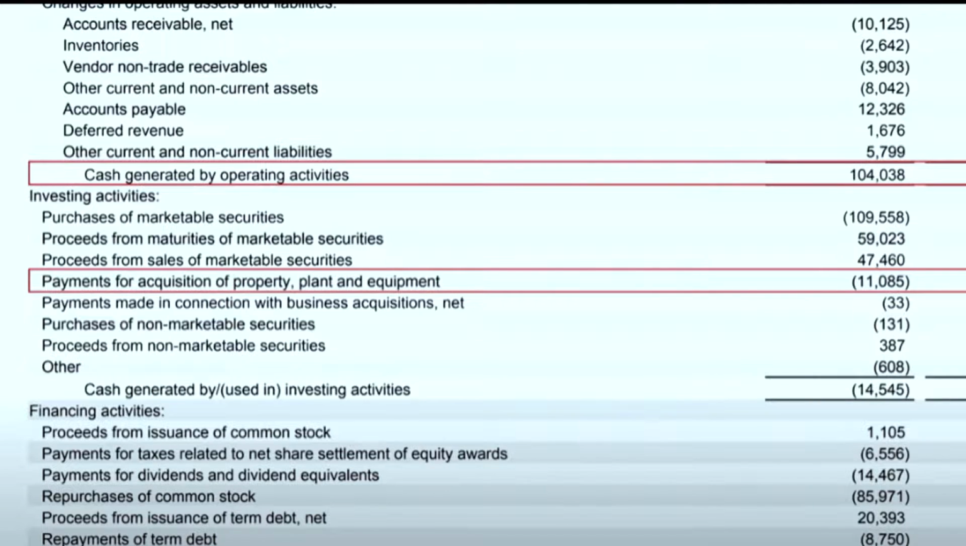Now, if you do it the old-school way, you're going to want to look for numbers next to these 2 titles. One is the cash from operating activity. You're going to take that number and subtract the payments for property, plant, and equipment. These are the 2 numbers you're going to look for in the financial statements, and they'll be roughly right next to each other. So once you find one, look closely because the other one's not far away.